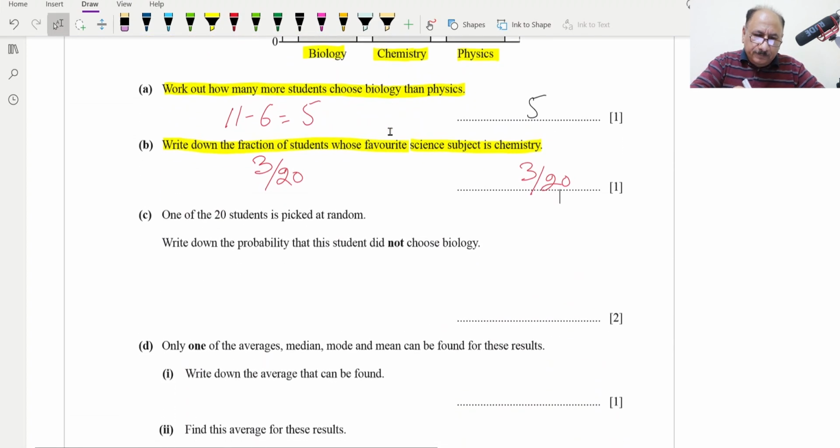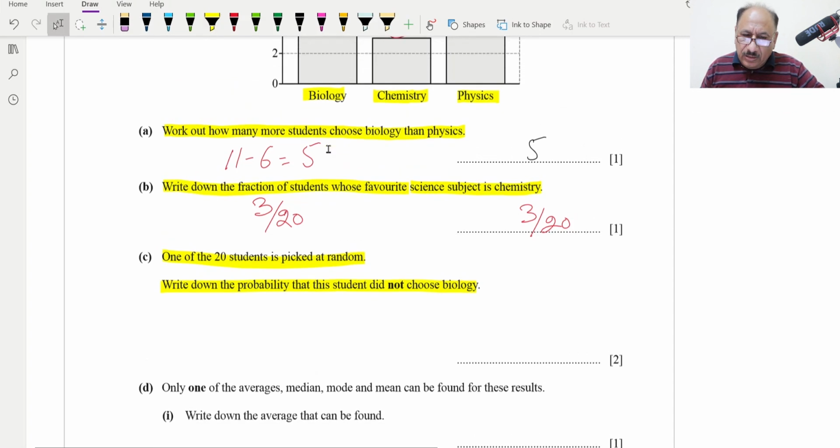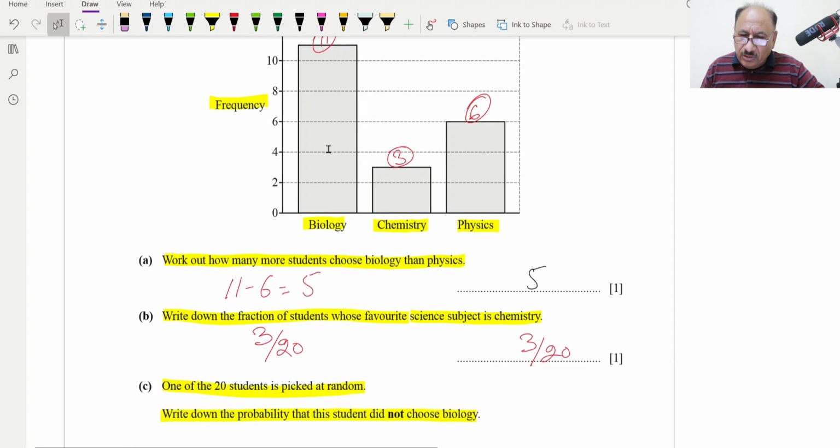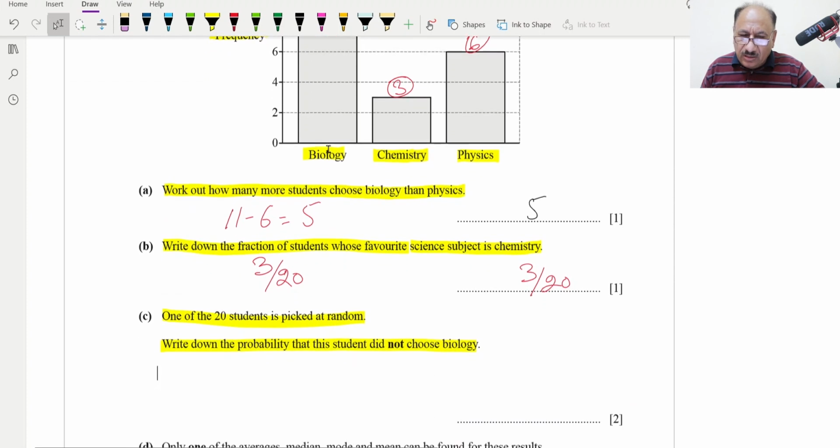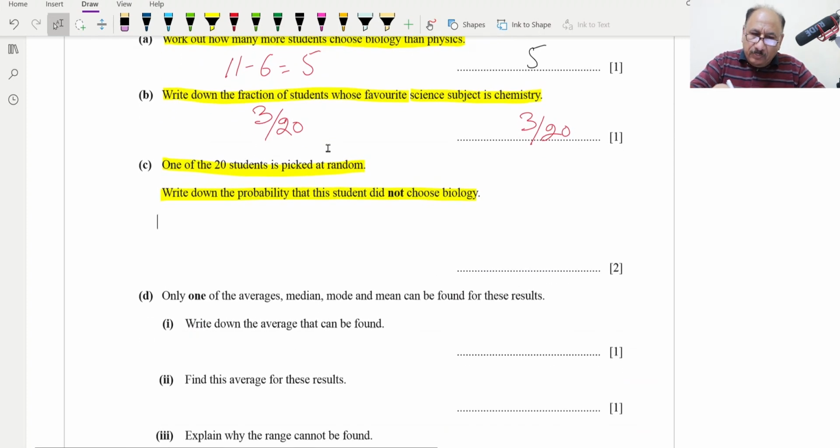Then they are saying one of the 20 students is picked at random. Write down the probability that this student did not choose bio. So bio is 11, so the remaining, chemistry and physics, add up to 9. So the probability will be 9 out of 20. So we'll write 9 out of 20 as our answer.